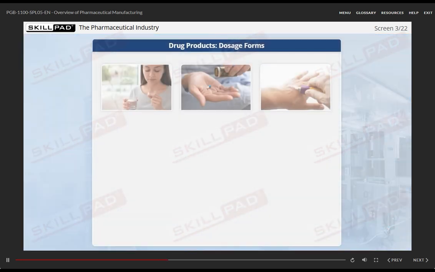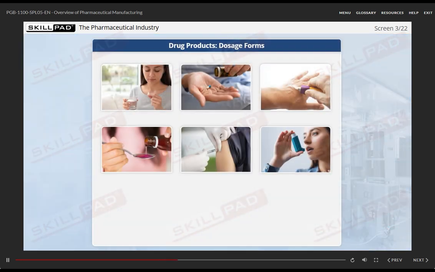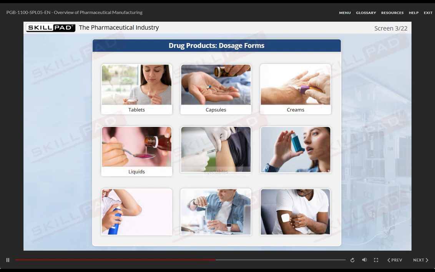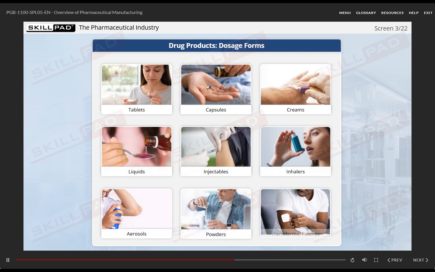Drug products come in many different forms, called dosage forms. You will be familiar with many of these, including tablets, capsules, creams, liquids, injectables, inhalers, aerosols, powders, and transdermal patches.